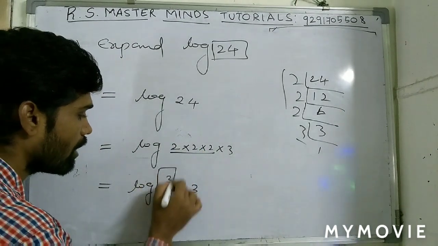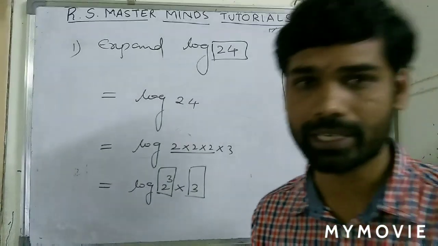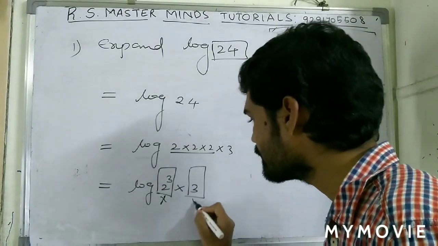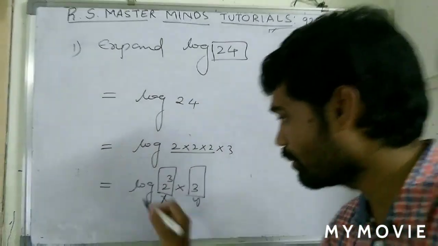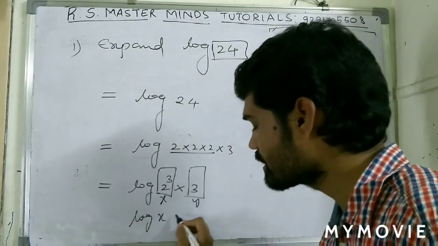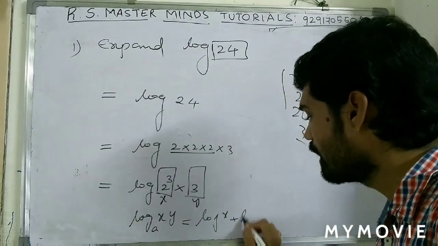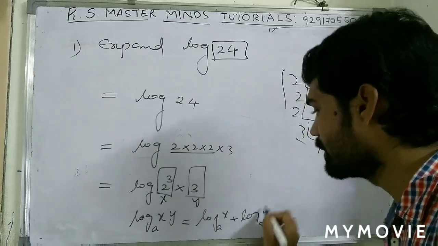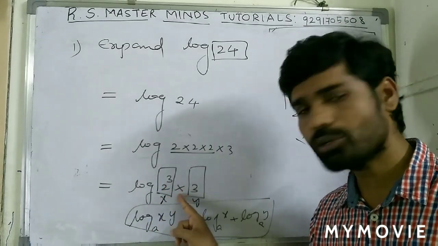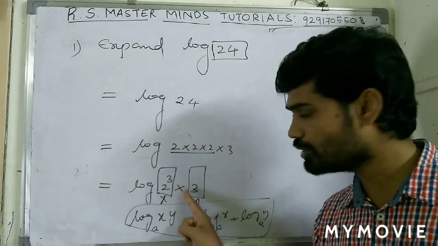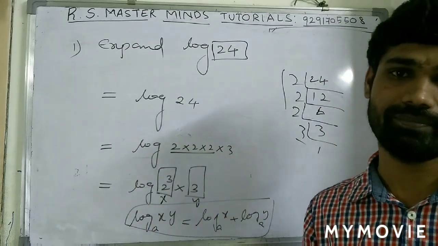Now it is in the form of two parts: one is x and one is y. What is the x here? This is x, this is y. Already we know the identity, which we wrote in the beginning: log xy to the base a can be written as log x plus log y, both to the base a. Please observe, when it is a product it can be written as a sum.